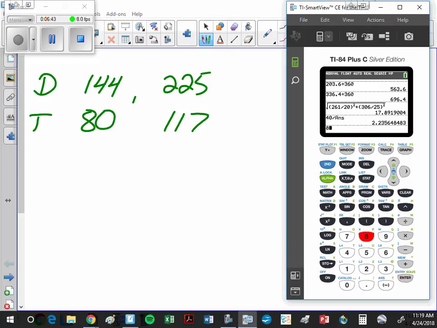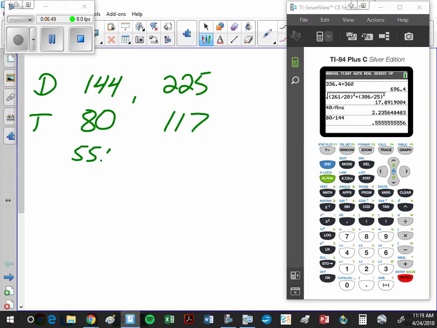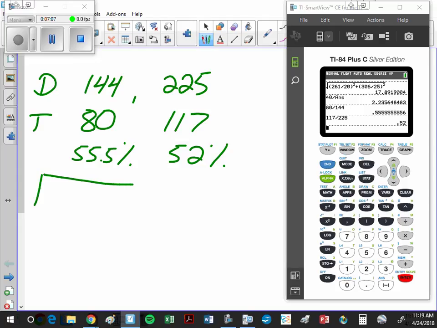So we need to find the percentages. 80 divided by 144 is 55.5%. And 117 divided by 225 is 52%. What about the SDs? I don't have an SD. So I make a box, and it's 0.55 repeating ones and 0.44 repeating zeros. So I do the SD shortcut.